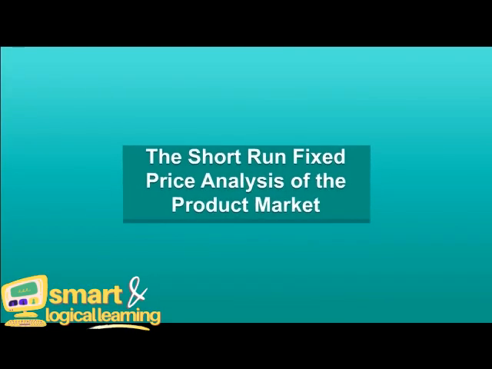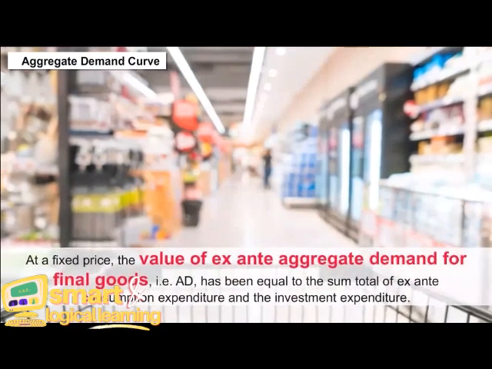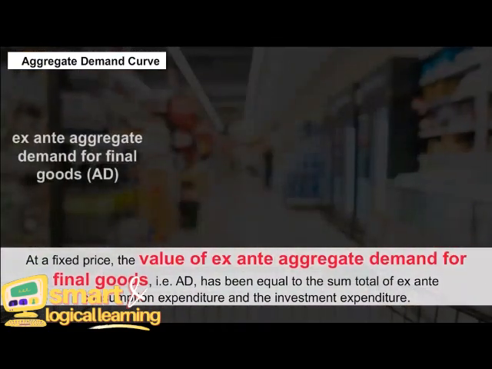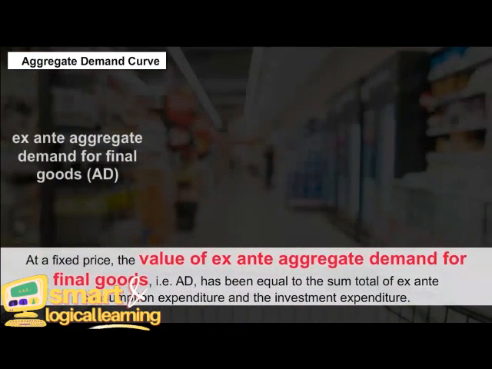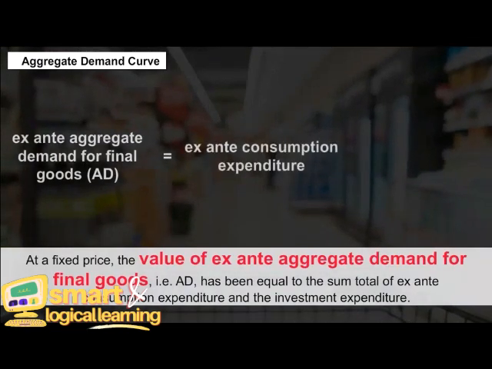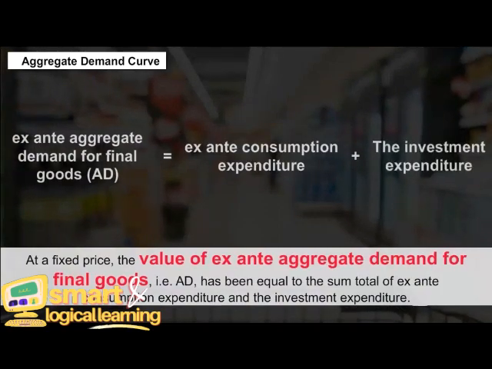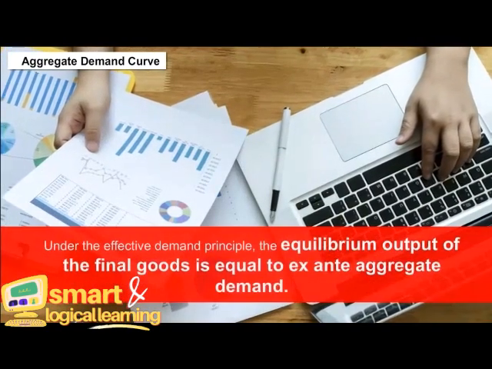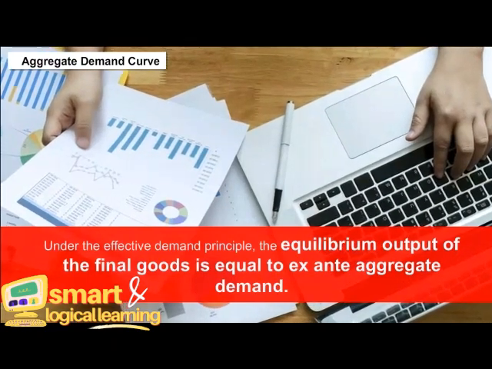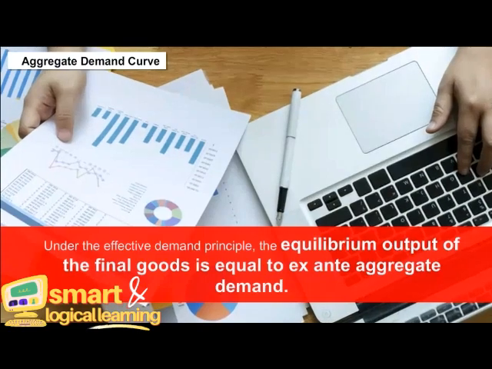The short-run fixed price analysis of the product market. Aggregate demand curve. At a fixed price, the value of ex-ante aggregate demand for final goods, that is AD, is equal to the sum of total ex-ante consumption expenditure and investment expenditure. Under the effective demand principle, the equilibrium output of final goods is equal to ex-ante aggregate demand.